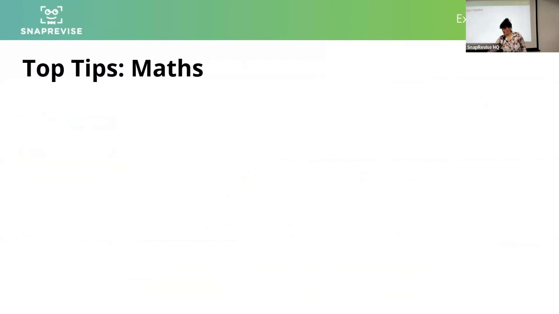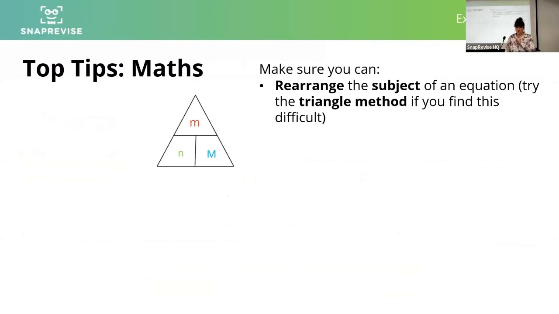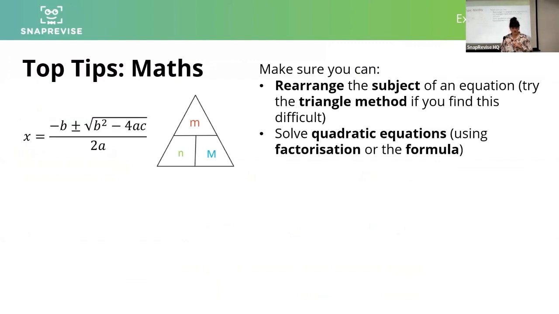So some top tips now for maths. Just make sure you can rearrange equations, either using an equation triangle or just rearranging equations as you would do without a triangle. Make sure you can solve quadratic equations. Now, it feels really weird because we haven't done quadratic equations since GCSE, but it is expected that students have a GCSE level knowledge of maths.